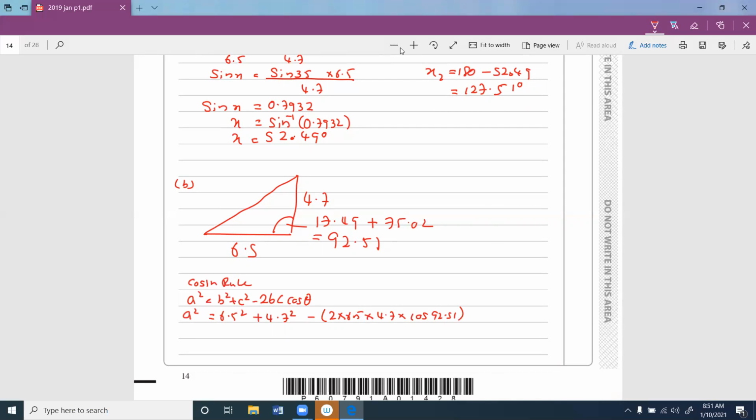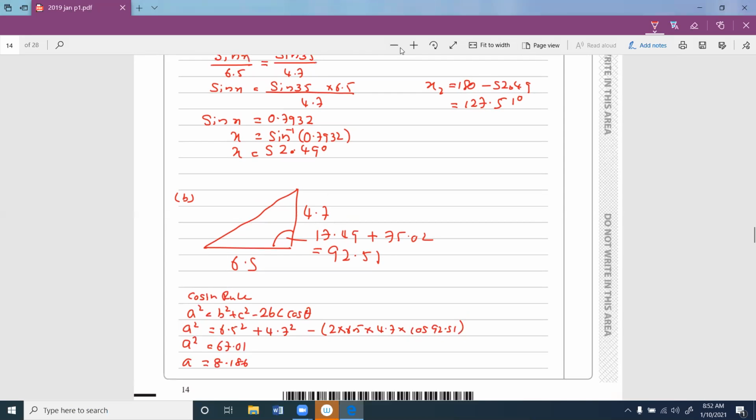From here you can get this answer. So this is 6.5 squared plus 4.7 squared minus 2 into 6.5 into 4.7 into cos 92.51. That is turned up to 67.01. Then a becomes the square root of that answer. It is 8.186. Right. Then what can you get with it?